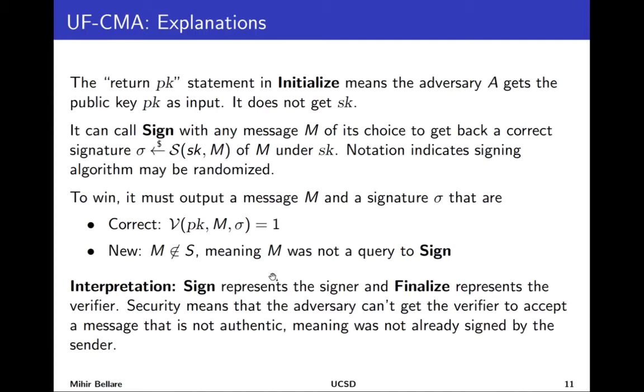And winning can thus be interpreted as follows. To win, two things must be true. The adversary provides a message and signature which is correct in the sense that verification succeeds, and new in the sense that it was not a query to sign. Remember that these games are mathematical abstractions. In real life, the sign oracle represents the signer Alice, and finalize represents the verifier or receiver Bob. But we don't have to have that inside our formalisms.